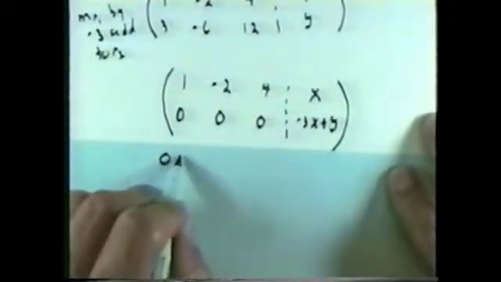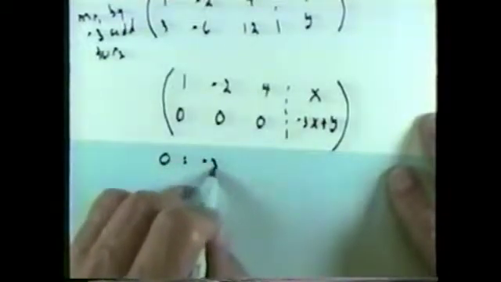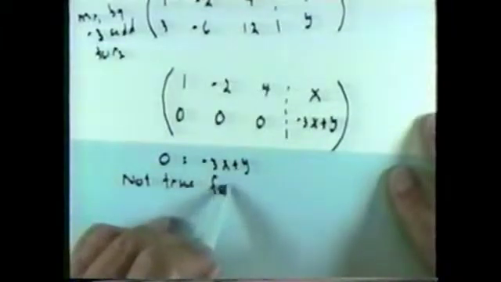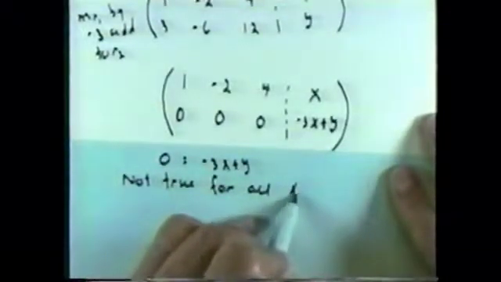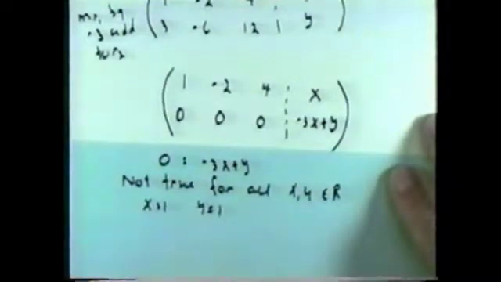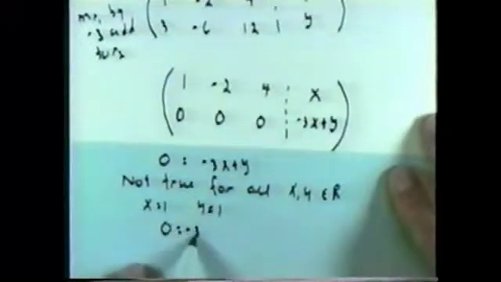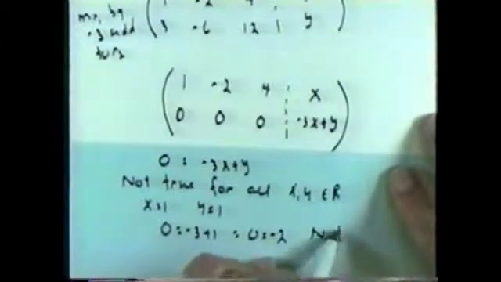So thinking of equations, what this is telling me is 0 is equal to -3x plus y. Well, this is not true for all x and y elements of the real numbers. So I can find at least one case for which it's not true. Let x equal 1 and y equal 1. Then I would get 0 equal to -3 plus 1, so 0 is equal to -2, which is not true.